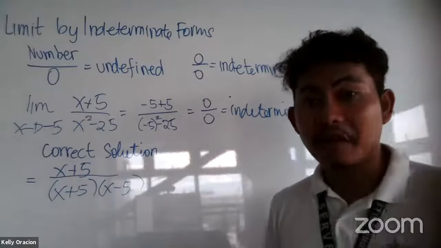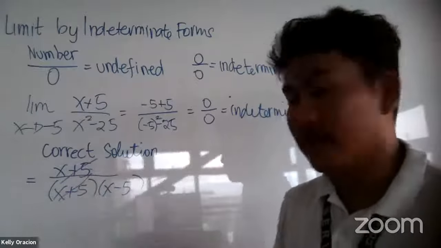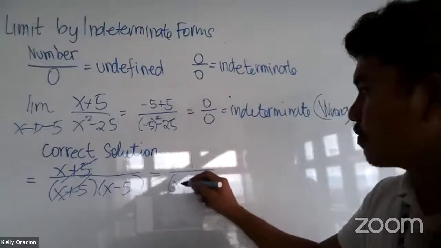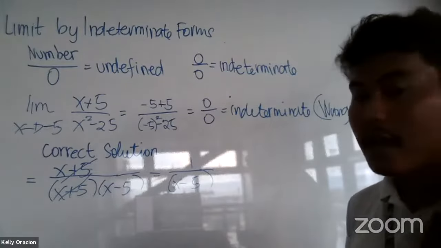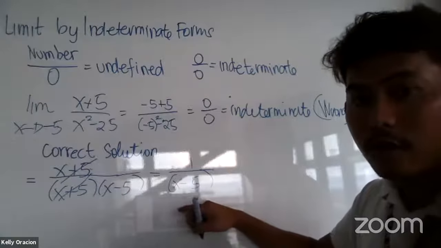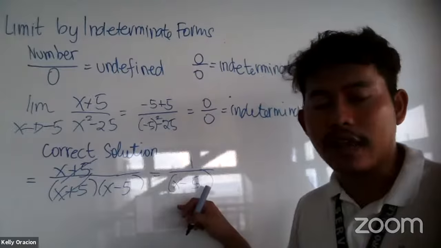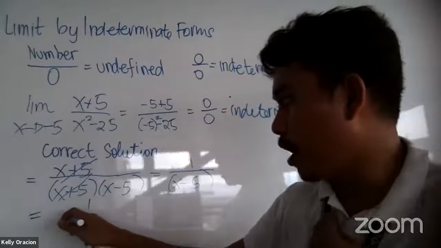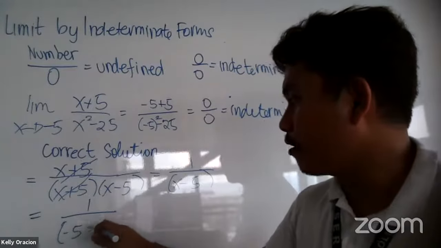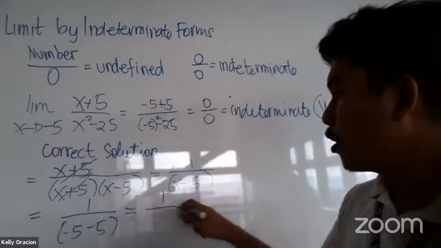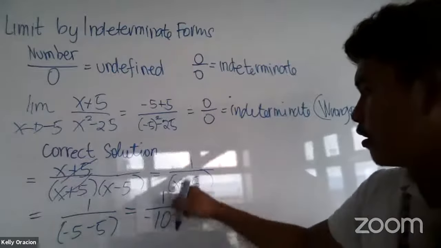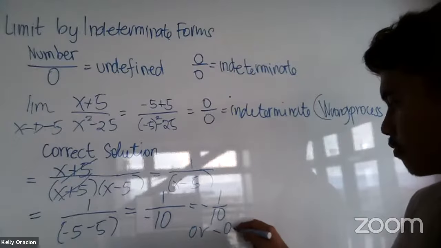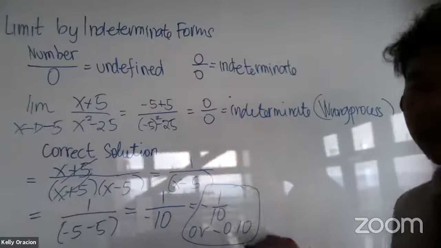O diba? Anong sabi ko? Na ma-cancel. Ang maiwan, 1 over x minus 5. And then, after this one, you can directly substitute the value of x, which is negative 5. So 1 over negative 5 minus 5. The answer is 1 over negative 10, or is equal to negative 1 over 10. And this is the answer.